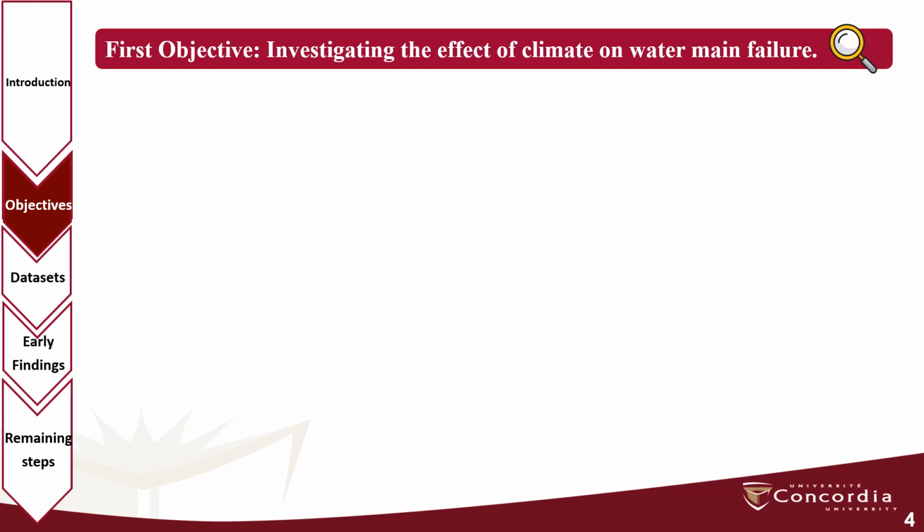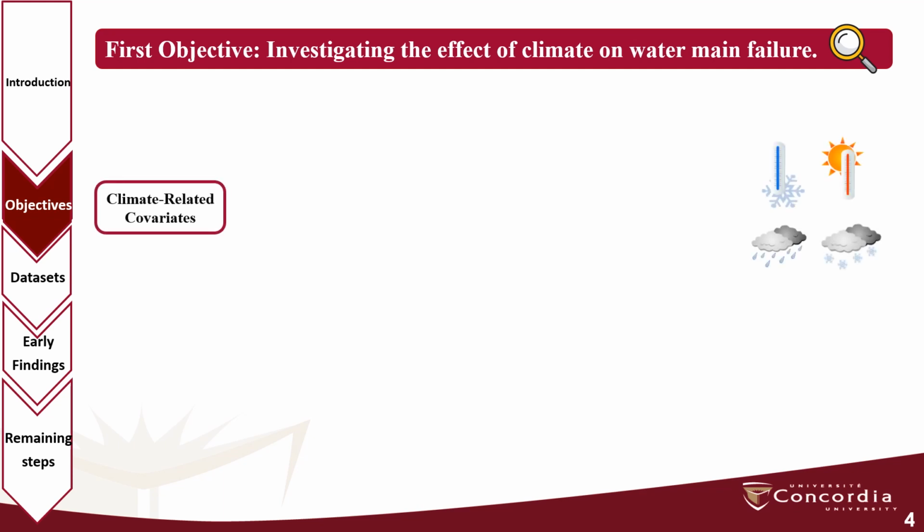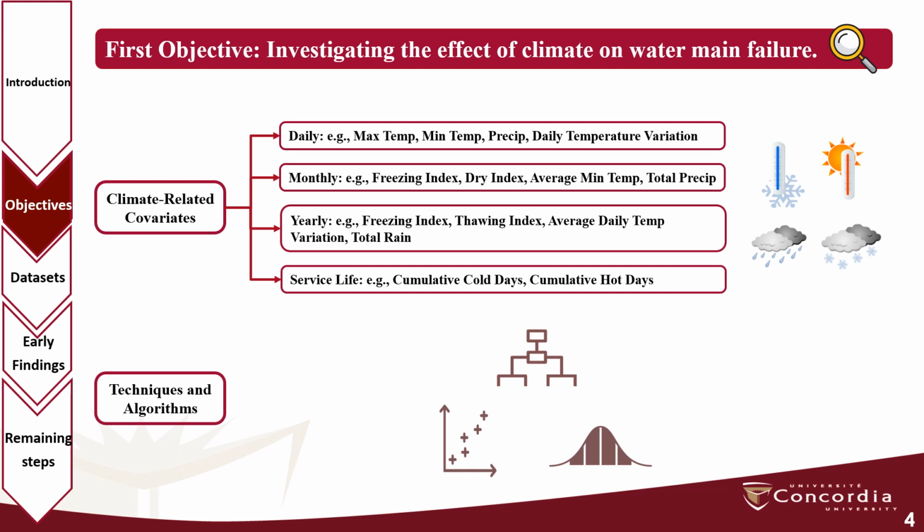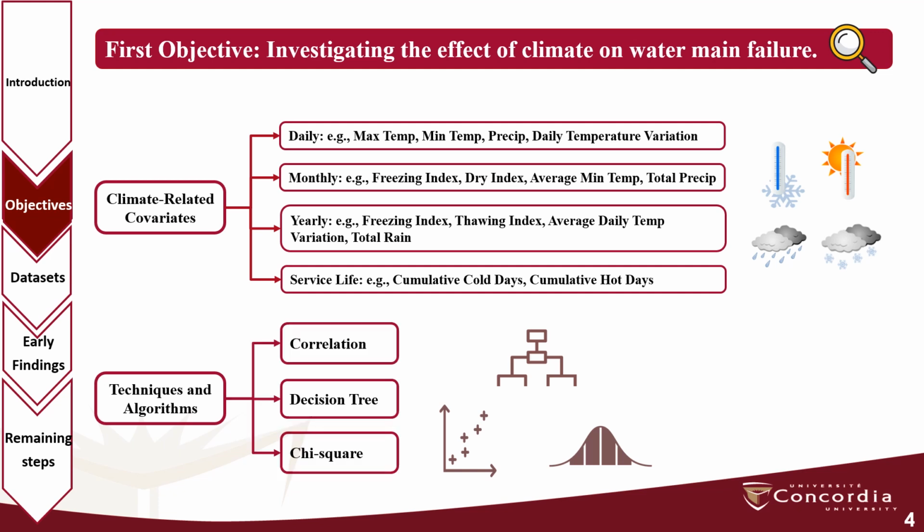For the first objective, various climate-related covariates were collected from the literature. These variables are calculated using daily temperature and precipitation. To examine short-term and long-term effects of climate on water main failure, covariates are considered in different periods. Then, to investigate the relationship between different attributes and understand the contribution of each attribute to the target, correlation analysis, decision tree, and chi-squared will be utilized.